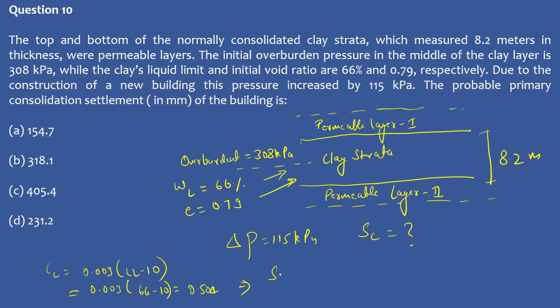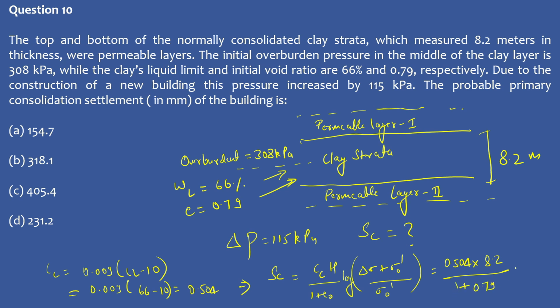Then you know the settlement due to consolidation can be calculated as Cc into H over 1 plus e naught, then logarithmic of (sigma dash plus delta sigma) over sigma dash, where sigma dash is the initial overburden pressure and delta sigma is the increment in the pressure. Your Cc value is 0.504. The total height of the layer is 8.2 meter. Your initial void ratio is 0.79.